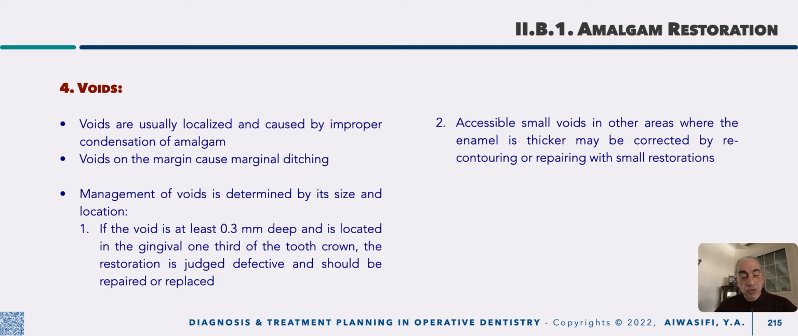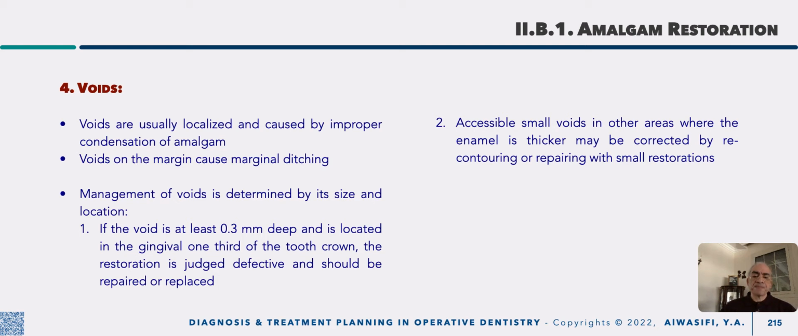Sometimes it may also be due to delayed carving. You are carving amalgam while it starts its setting, and you have finished all the allowed time during the working time of your amalgam. In the same manner, if the void is at least 0.3 millimeter deep and is not located near the gingival third of the restoration, you could finish and polish your restoration and get rid of these voids. If the voids are at the margin or near the gingival area, you should replace your amalgam.